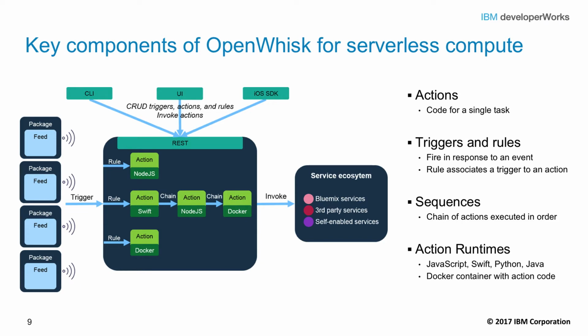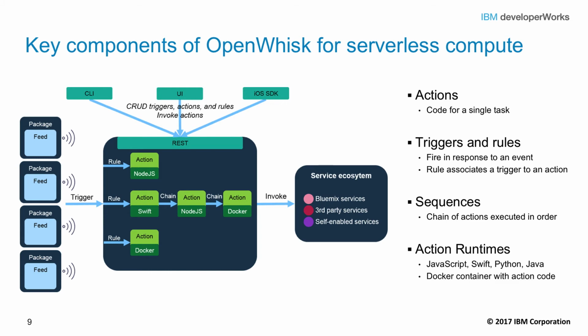Sequences. A sequence is a chain of actions invoked in order, where the output of one becomes the input to the next. This allows you to combine existing actions together for quick and easy reuse. A sequence can then be invoked just like an action through a REST API or automated in a rule.